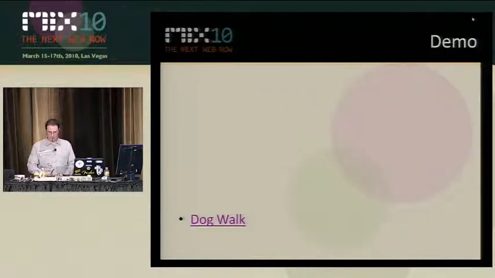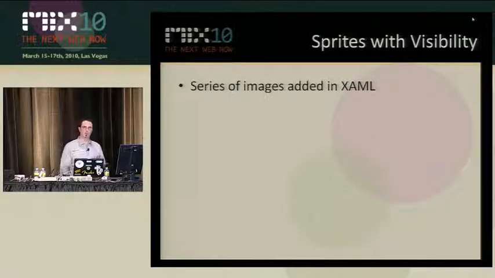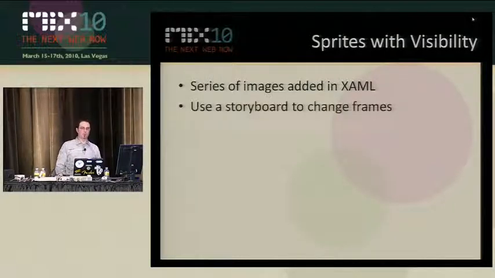So as I mentioned earlier, discrete keyframes are just one of several methods I could be using to create frame-based animations. Another option that I have available to me is object animation, which if you recall earlier, I mentioned controls the visibility of an object. So if I'm going to do a sprite with visibility, basically I'm going to take a series of images, add them into XAML, and in this case they're going to be piled on top of one another rather than spread out horizontally. And I'm going to use a storyboard to flip through the frames in series.